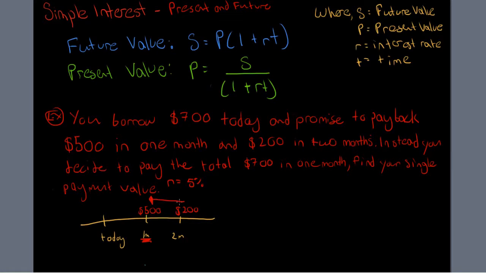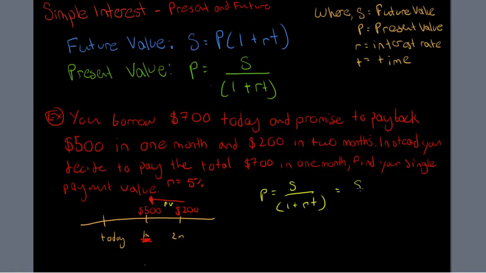So we know that the arrow is going towards the left. We're putting the 200 into the past, which tells me that we need to use present value. We're going to take this $200, which is in the future, and we're going to bring it back to find the value in 1 month in the past. So we're using the present value. So our present value equation is P equals future value divided by 1 plus the interest rate times the time in years.